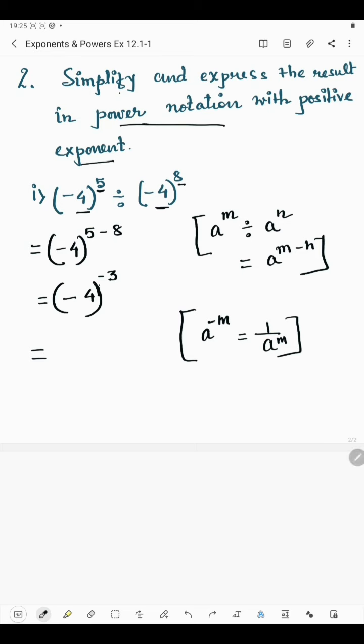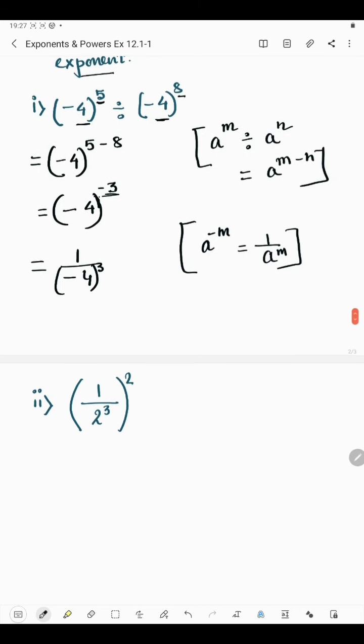Okay, so since the exponent is negative here, we will write 1 by minus 4, means we will have to write the reciprocal of minus 4, and the reciprocal of minus 4 is 1 by minus 4 to the power 3. Okay, this way we will write the result with positive exponent. Okay, we will just write the inverse of the number to make the exponent positive. Now coming to second part.